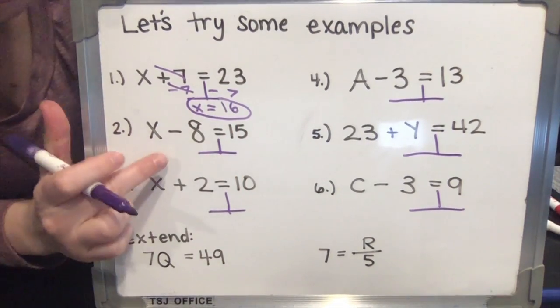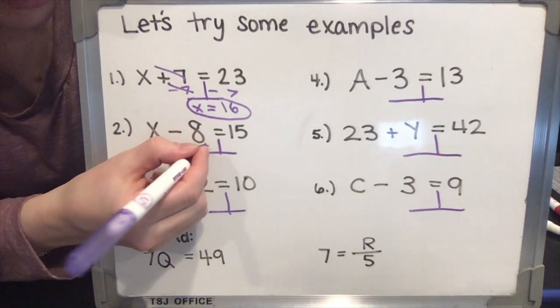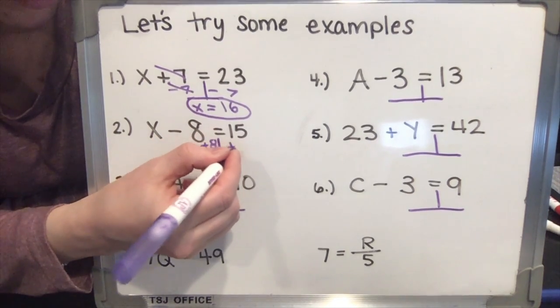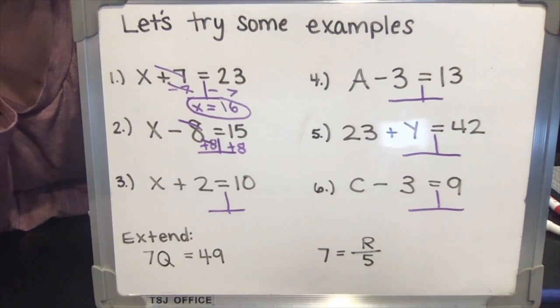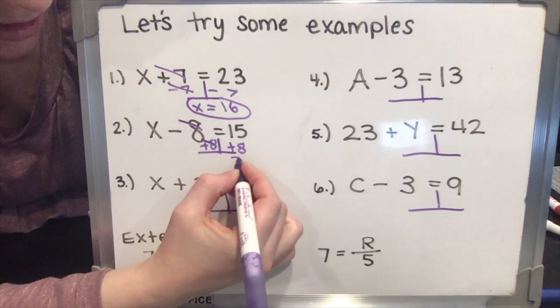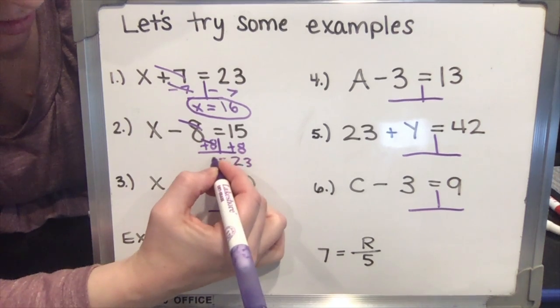Okay. Number 2, I see x minus 8. The inverse is plus 8. We need to do that to both sides. The 8s have now canceled each other out, and now we have 15 plus 8, which is 23, equals x.